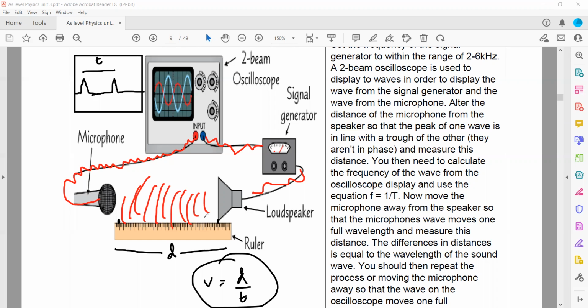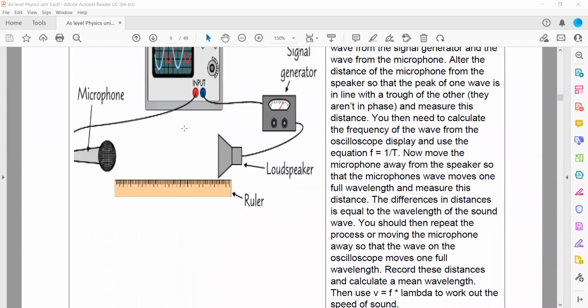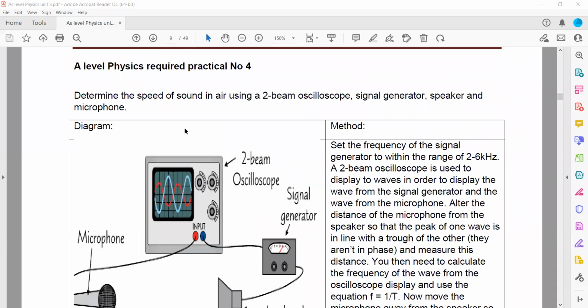The same idea applies, but because we can use this experiment for a shorter distance, even if we place the cone of the loudspeaker and the microphone a short distance apart, we can still work out the speed. Is it clear? That was the experiment to find the speed of sound in air using a two beam oscilloscope.